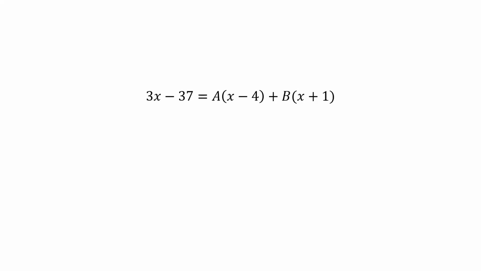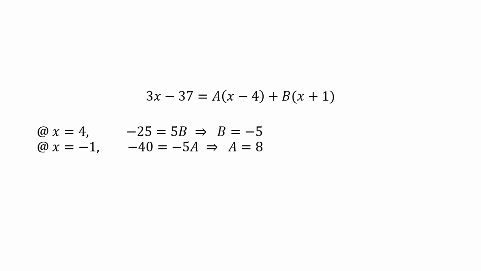So if we take this equation and find the x values which allow this scenario, you'll find that x equals 4 makes it so A goes to 0. 4 minus 4 is 0, times A goes to 0, and that only leaves the B term because the x + 1 will go to 5, so we get -25 equals 5B, which ends up with B equals -5.